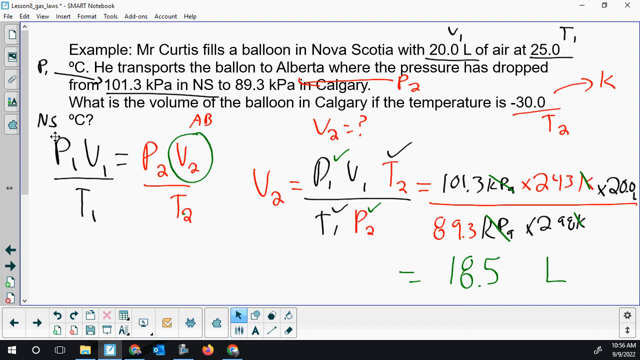So we can't do a direct or inverse relationship because we've got all the variables moving. So it's hard to predict. You might guess that the temperature has dropped so much that you might be expecting a lower volume. That's kind of what plays out here, but you can't make predictions like you can with Charles and Boyle all by itself.